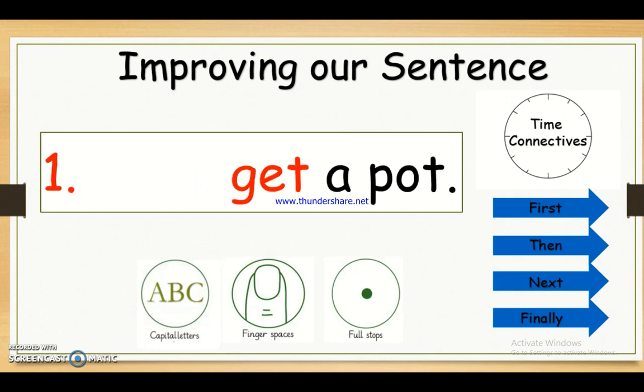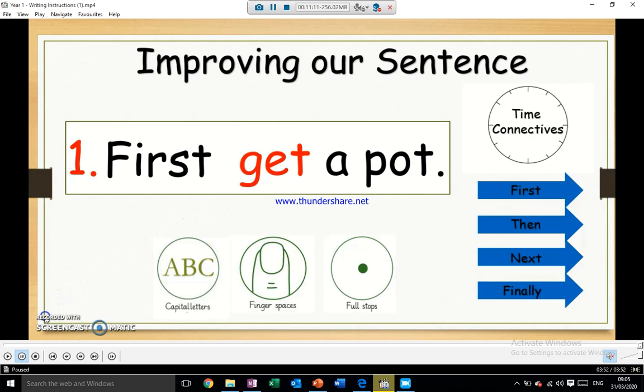Time connectives. So here, if I want to use one of these time connectives and I want to put it here, which one am I going to put? This is number one. This is the first thing I need. So first, get the pot. And get is not a capital letter anymore because first is the first word. So I'm going to begin F as a capital letter, and get is going to be in the middle. So I'm not going to write it as a capital letter. Okay? So they are called the time connectives. We use first, then, next, finally. Okay? They are so easy for you.